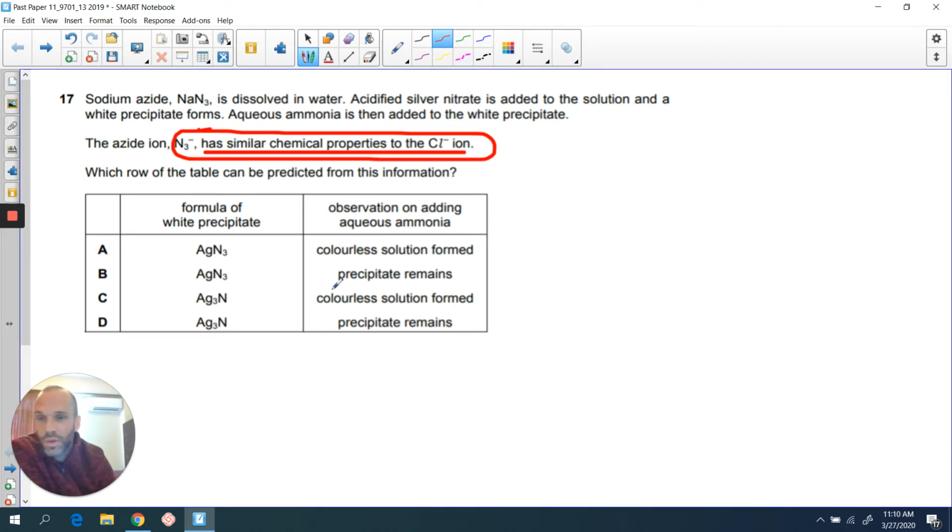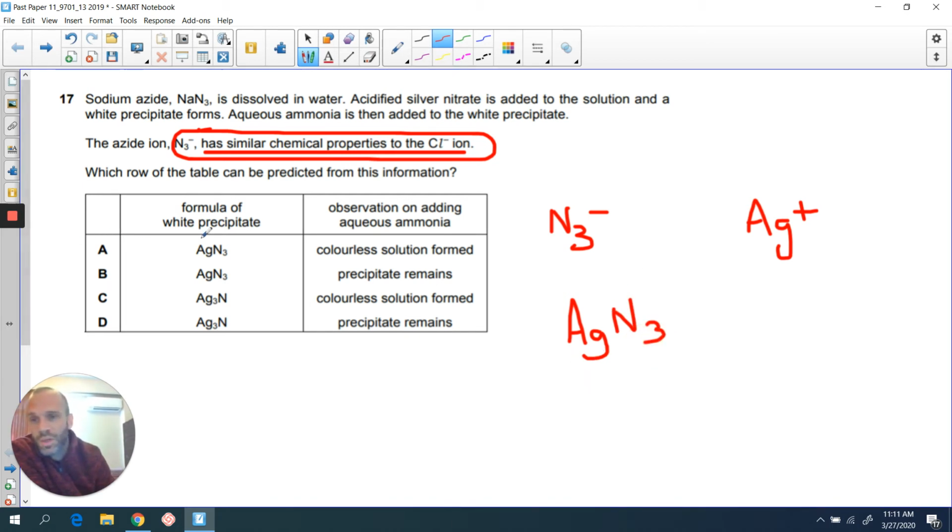Now this part was very easy. It's told you that the azide ion is N3 1-, and you should all know that the silver ion is Ag 1+. And if we're thinking about how we create formulas with compound ions, this has got to be a 1-to-1 ratio in the formula because of the charges. So the formula will be AgN3, remembering that that's 1+ and that is 1-. So that means it's got to be options A or B here.